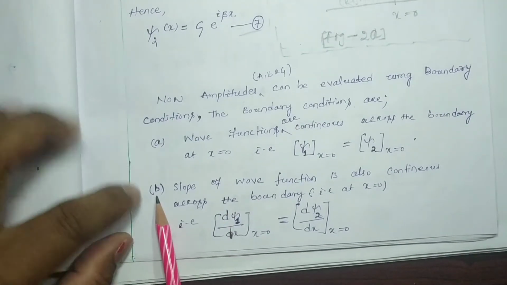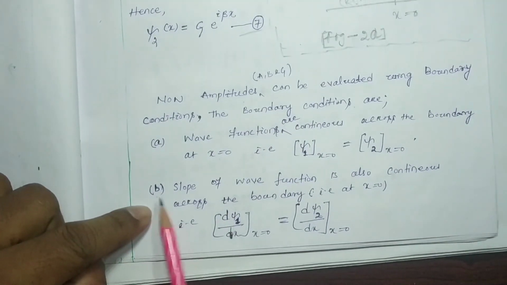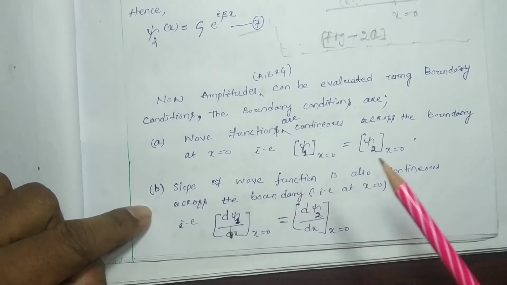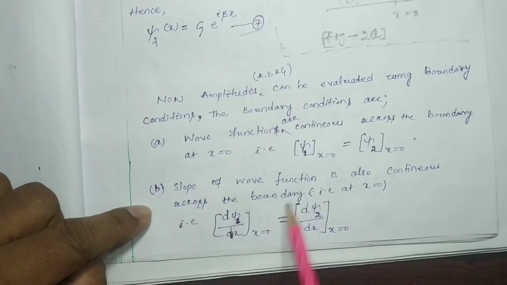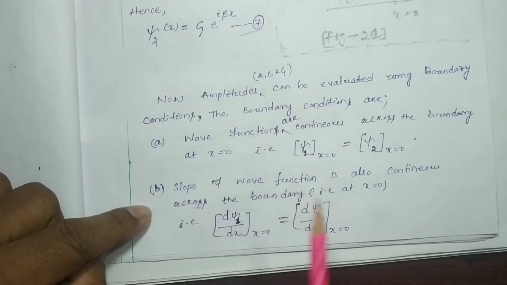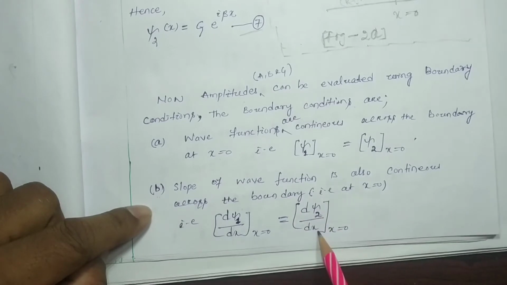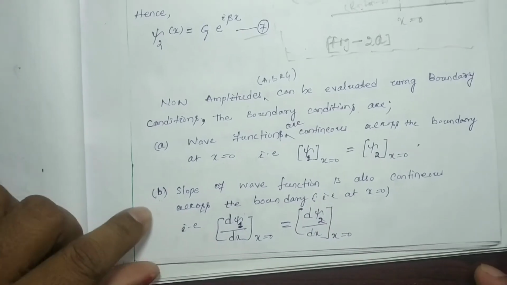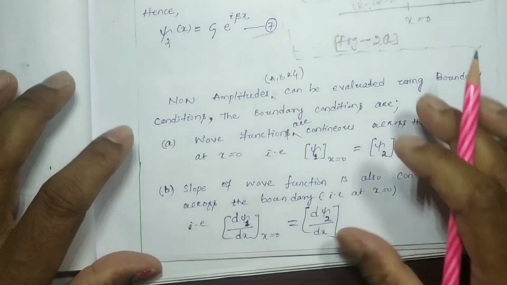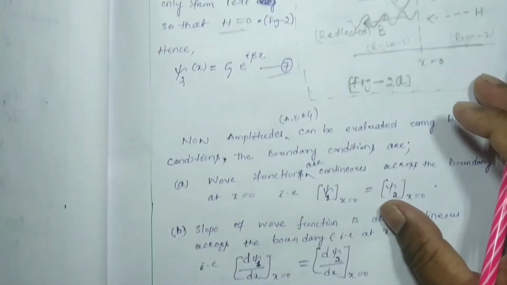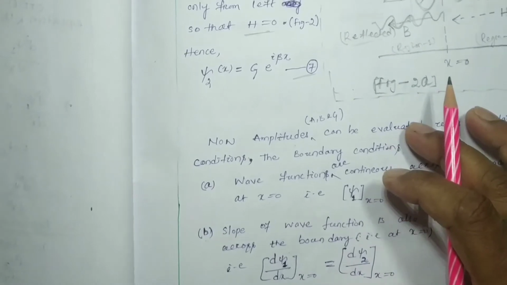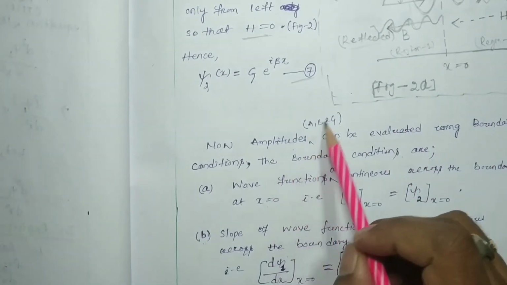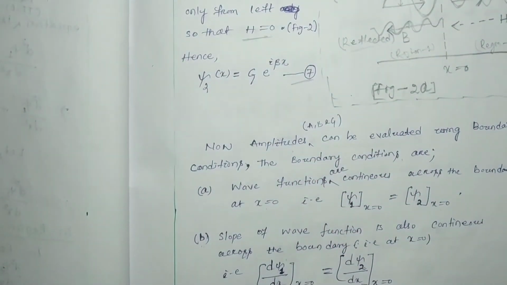And the other condition is that the slope of the wave function, that means the so called first derivative, is also continuous across the boundary at x equal to 0. That means d psi 1 by dx at x equal to 0 equals d psi 2 by dx at x equal to 0. Those two things we have to consider, and then we can evaluate the amplitudes A, B and G. Okay.